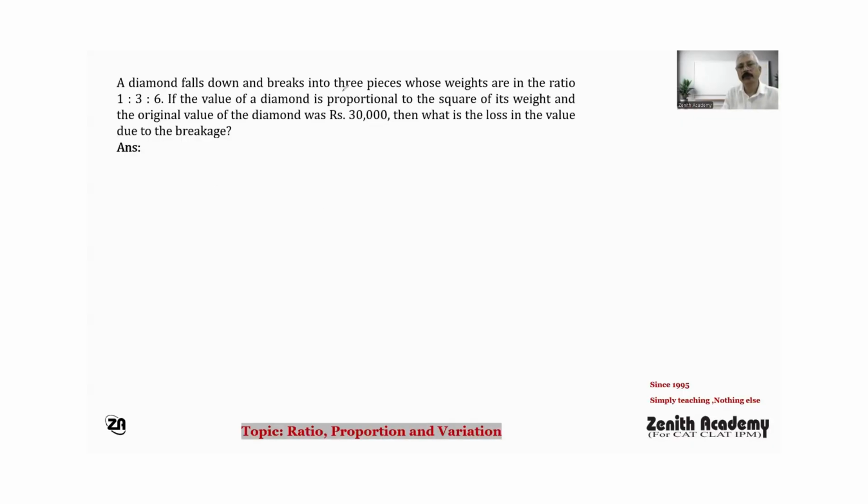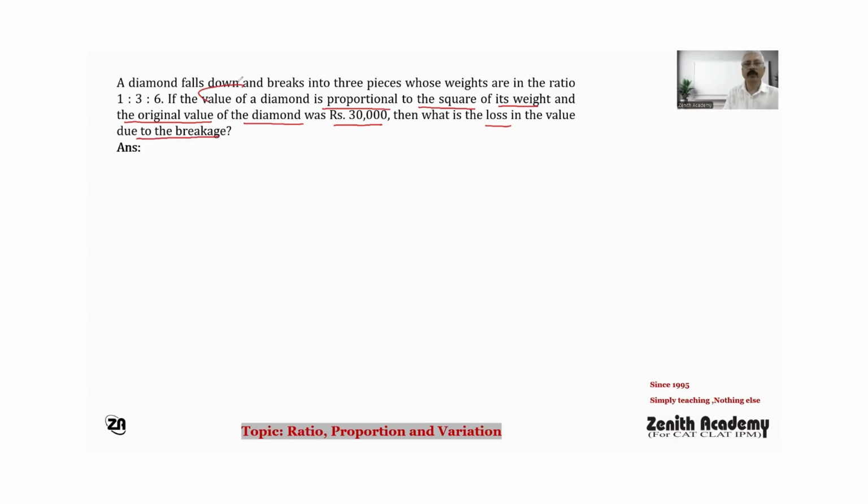A diamond falls down and breaks into three pieces whose weights are in a ratio 1:3:6. If the value of the diamond is proportional to the square of its weight, and the original value of the diamond was rupees 30,000, then what is the loss in value due to the breakage?